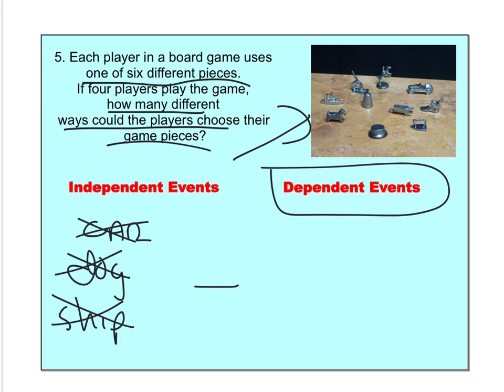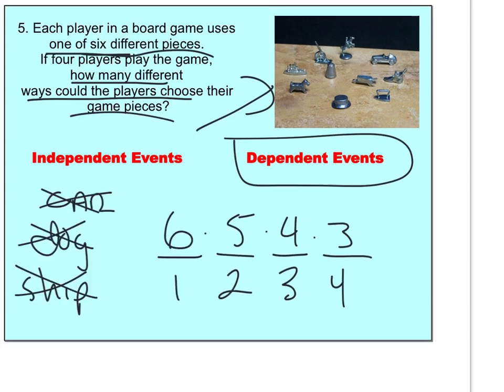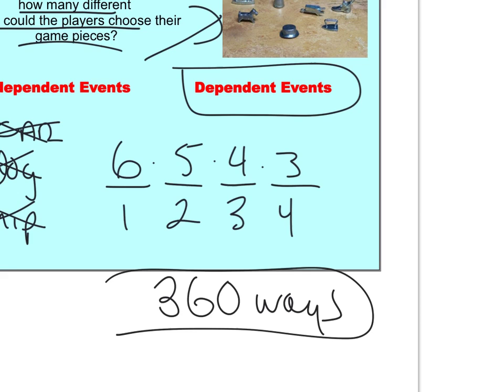So you got 4 players playing the game, 1, 2, 3, 4. There's 6 pieces. That first player's got 6 different choices. Once he takes one off the board, there's 5 left, then 4, then 3. So that's going to be 6 times 5 times 4 times 3. So 30 times 4 is 120, times 3 is 360 different ways you can do that. So basically I'm looking at how I'm multiplying my different options.